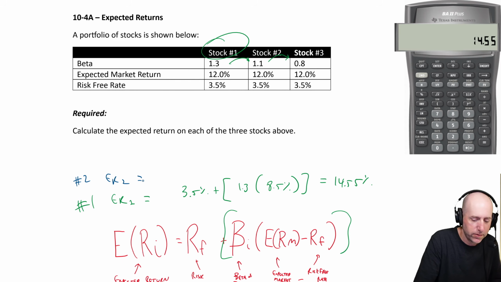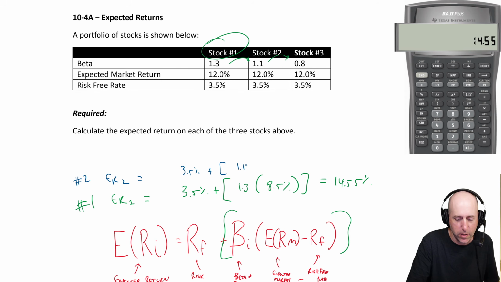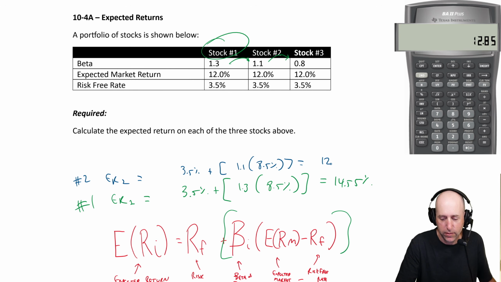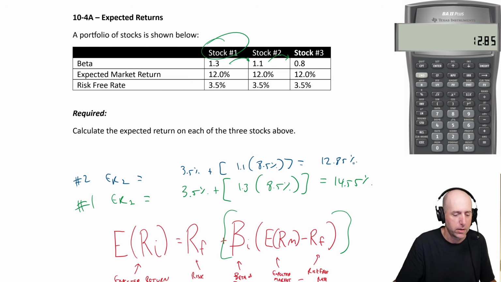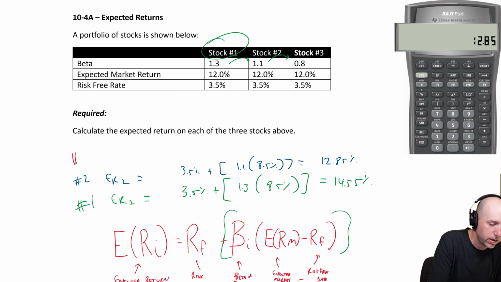Our expected return of stock 2 is same risk-free rate, 3.5%, plus our beta is the only thing that changes here, 1.1 times 8.5%. 1.1 times 8.5% is 9.35. We add that to our 3.5. We get 12.85%. Our last one, make it red pen.